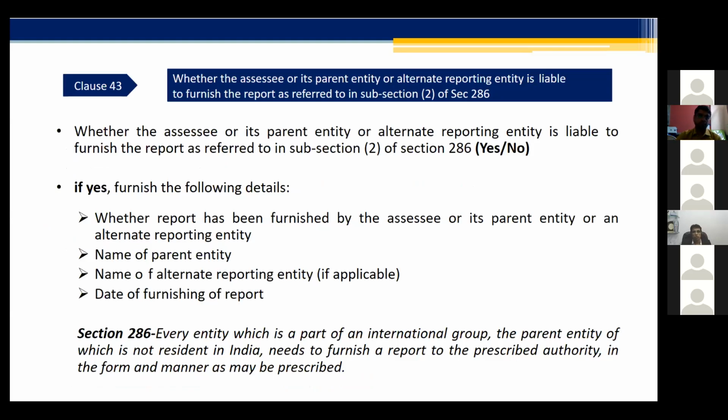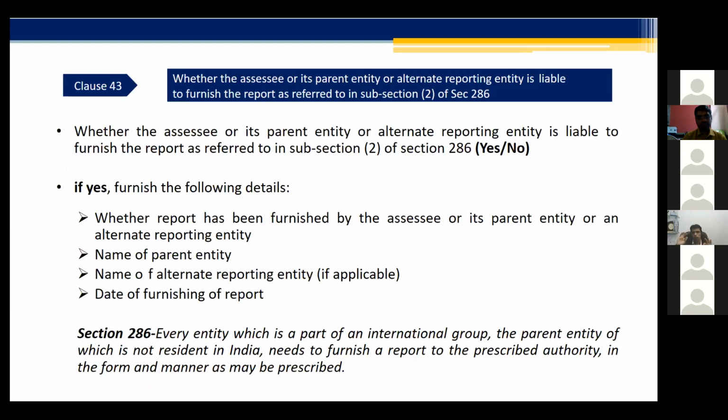Again, there is clause 43, where the assessee or its parent entity or alternate reporting entity is liable to report as referred to in section 286. Wherever the assessee is part of a particular group, or a parent entity is part of a group, you need to file a report through an alternate reporting entity, and you have to give a response to it. So it's very specific again.